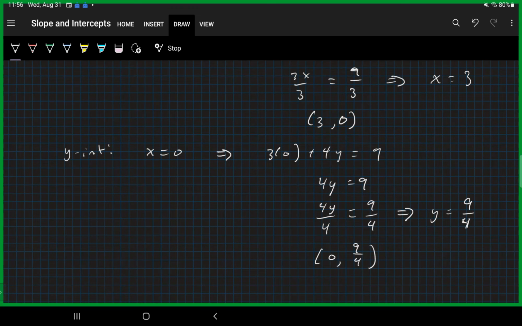So whenever you're asked to find an intercept, you plug in 0 for the opposite value. And so for the x-intercept, it's y equals 0. For the y-intercept, it's x equals 0. And that's the case all the time.